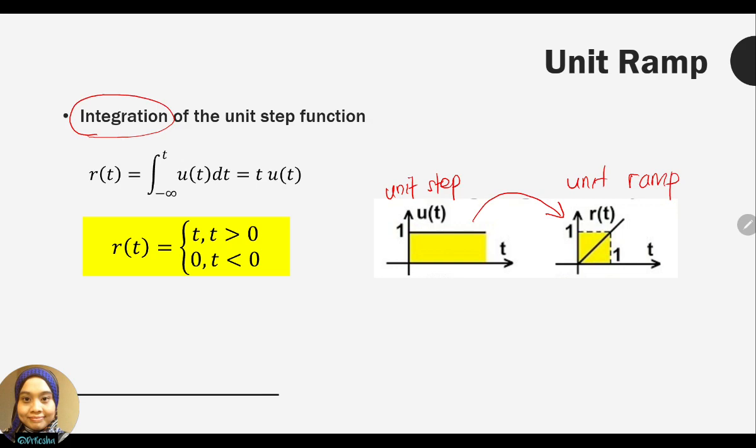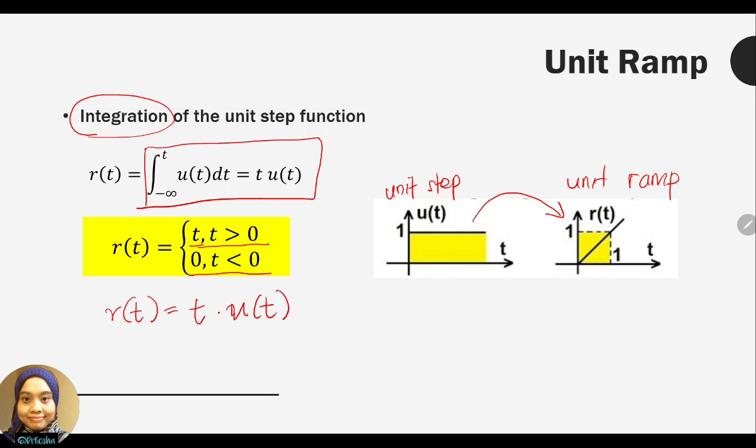How you can do that is by using the integral equation over here, and as a result you will get r(t) equals t whenever t is more than 0, and 0 when t is less than 0. Another way to represent the unit ramp is r(t) equals t times the unit step. Okay, this one.